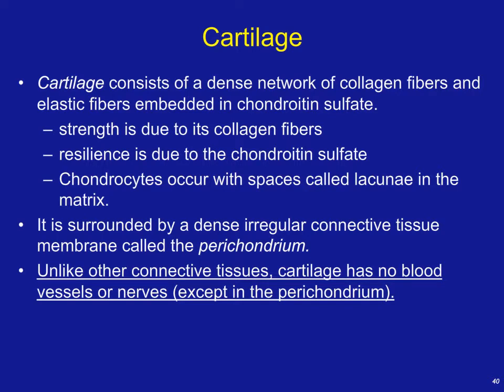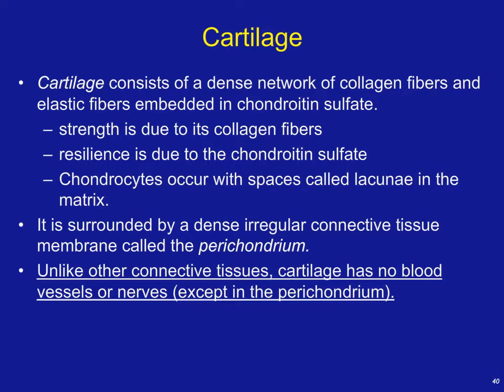Now, cartilage is a connective tissue that is formed through a dense network of collagen fibers and also elastic fibers that are embedded in this chondroitin sulfate ground substance. Now, the strength there is due to the fibers, whereas the resilience is due to this watery chondroitin sulfate. In fact, the majority of the volume of cartilage is actually made up of water. And the chondrocytes are the cells that occur within spaces in the matrix called lacunae. And lacunae are just little holes, and a chondrocyte is a cartilage cell.